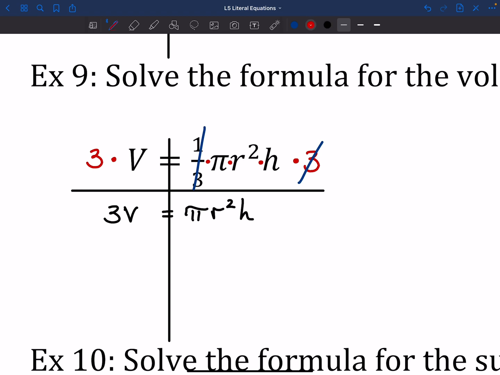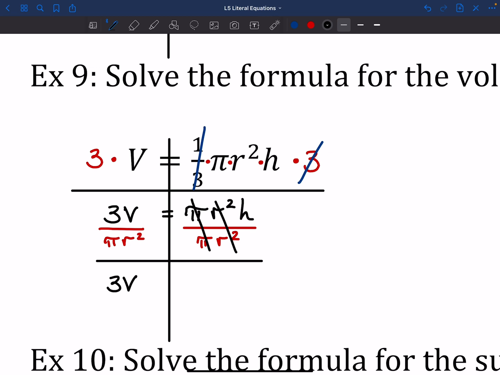Now this is where it's going to be a little bit better to divide by pi and r squared on each side, because then you don't have a fraction in the bottom of a fraction, right? Which is kind of like a whole big mess. All right, so what's going to happen here is that those pi's cancel out, the r squareds cancel out. What I'm going to have is exactly what it looks like. 3v divided by pi r squared equals h.